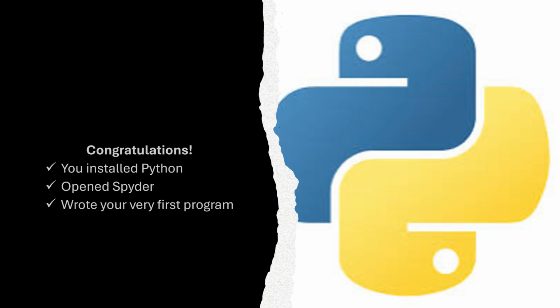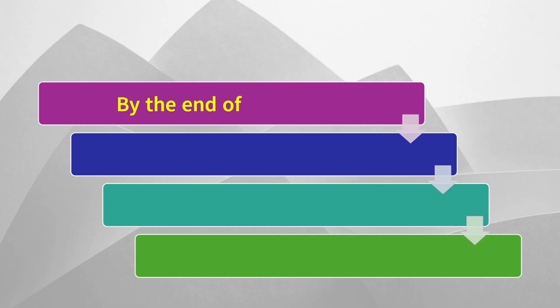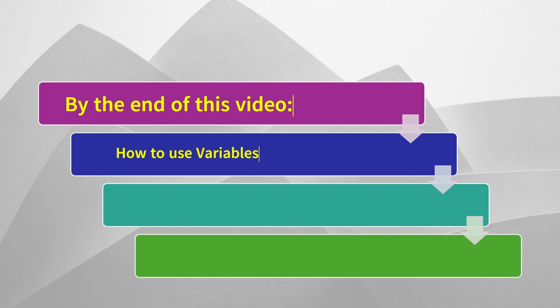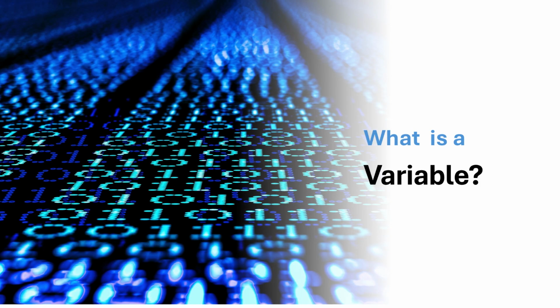In our last video, we installed Python and wrote our very first program. Today, we are going to take a big step forward and talk about something called variables. Don't worry, it sounds a bit technical, but I'll explain it in simple real life examples. By the end of this video, you will know how to use variables in Python and we will build a small project together, a grocery bill calculator. Let's get to it. What is a variable?